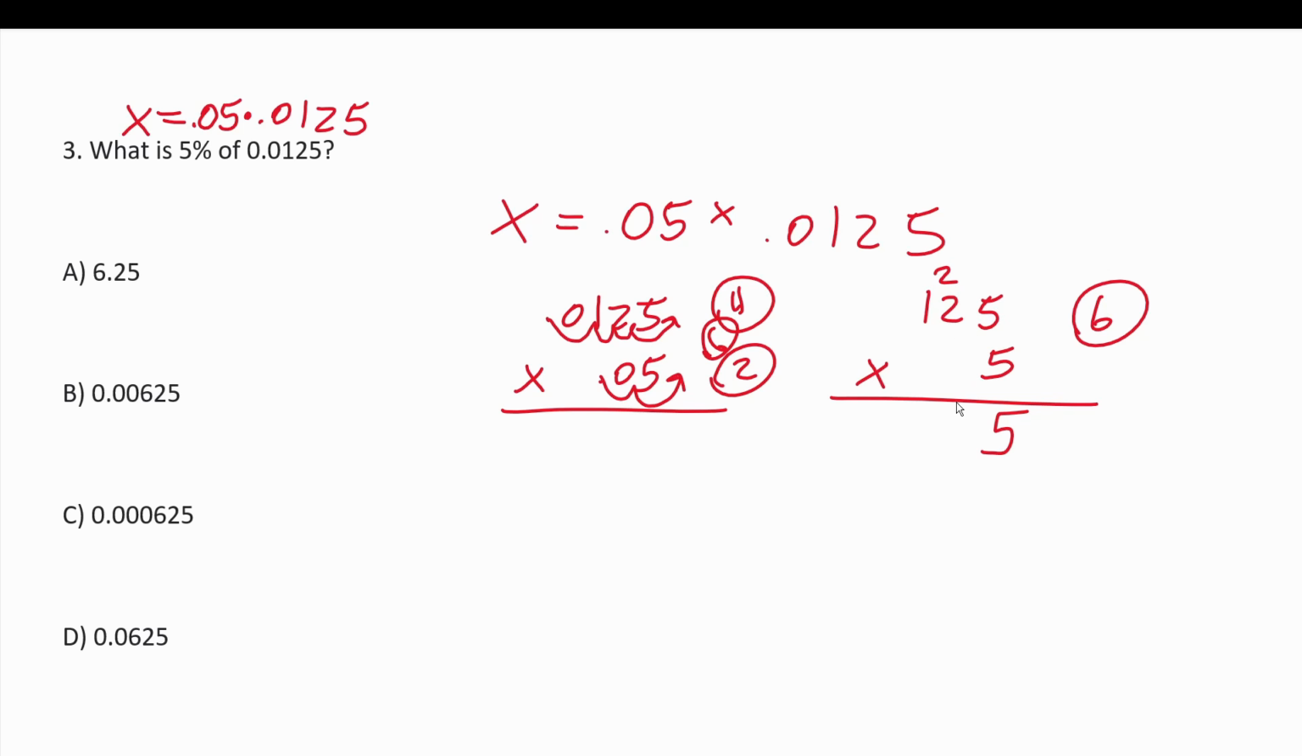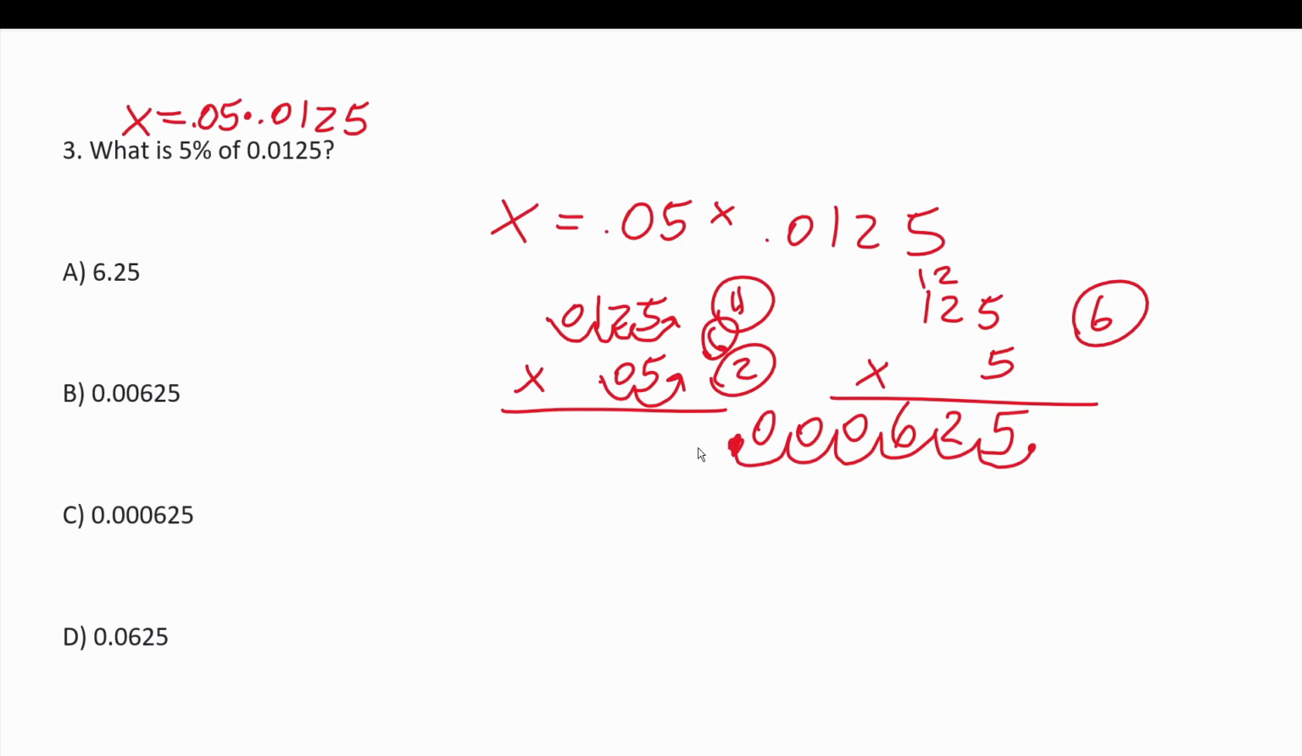5 times 2 is 10, plus 2 is 12, so drop down a 2, carry a 1. 1 times 5 is 5, plus 1 is 6. And now we're going to take our decimal place, which is right here technically, and shift it 6 times to the left. So that's going to be 1, 2, 3, 4, 5, 6. In these empty spaces, we fill in 0 placeholders, so we're going to need 3 of them.